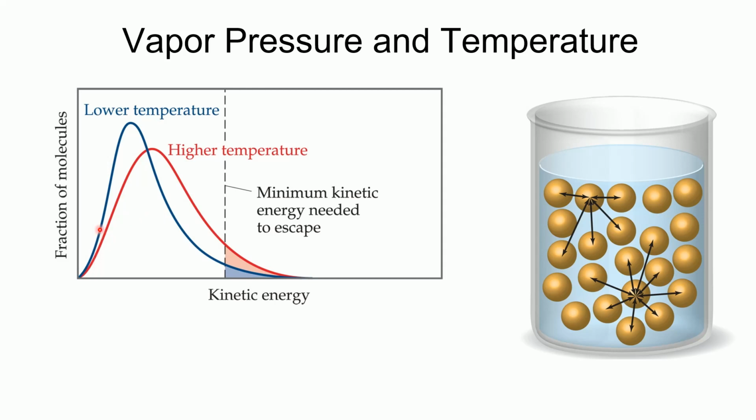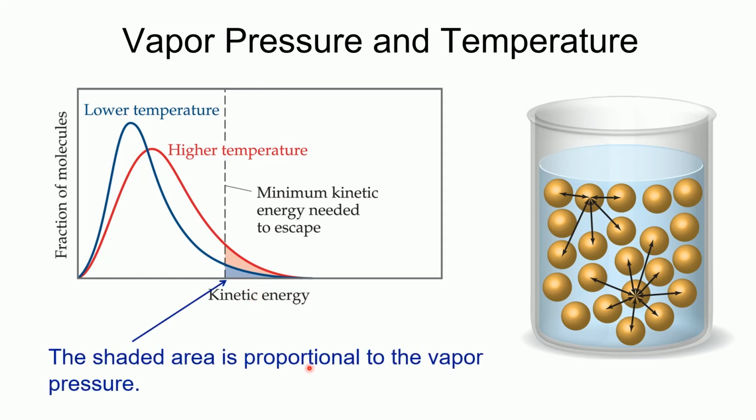All right, as we increase the temperature of our sample, we will find that the distribution of energies will broaden and flatten out. So you'll see it's a little bit flatter here, but we have more molecules that are capable of escaping. We will find that the vapor pressure is directly proportional to the shaded area under that curve. So as the temperature increases, that shaded area increases, and the vapor pressure will increase. So that's why vapor pressure increases as a function of temperature. As you increase temperature, vapor pressure increases.